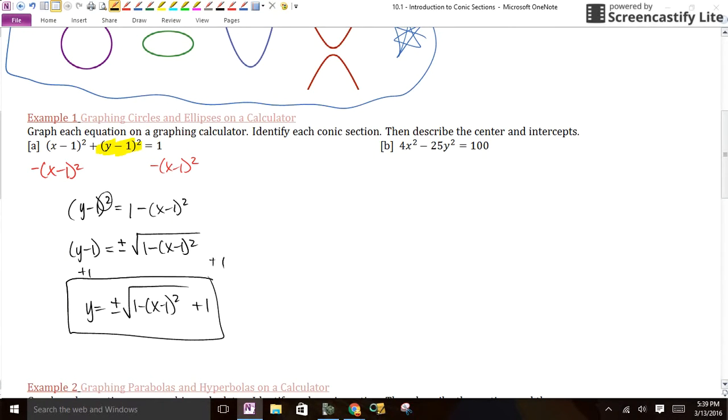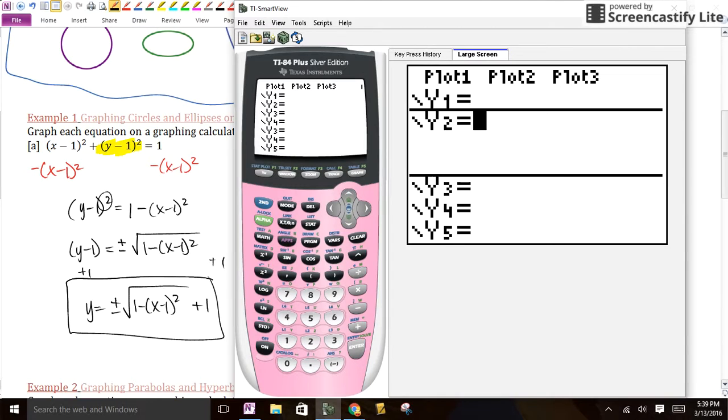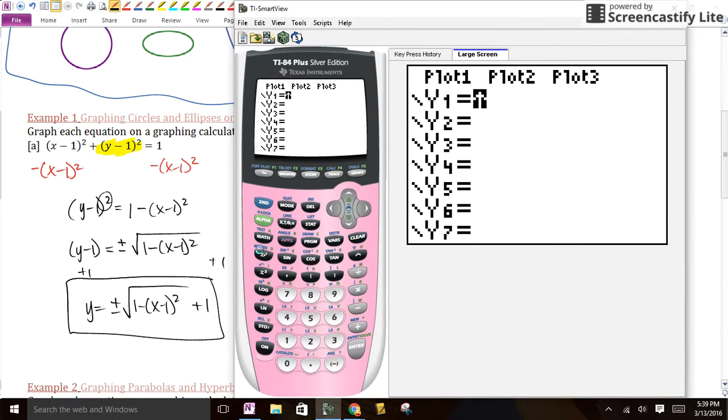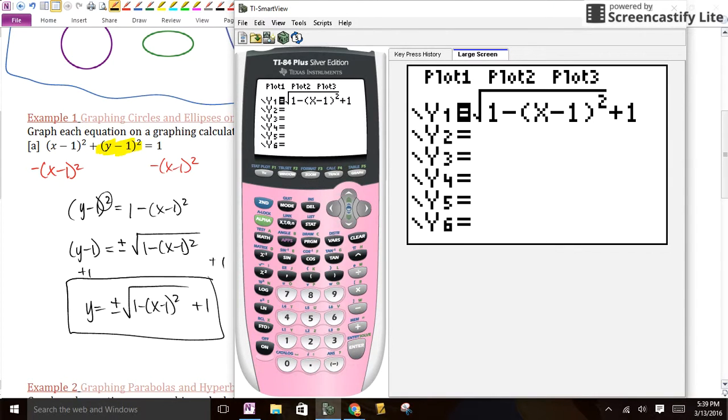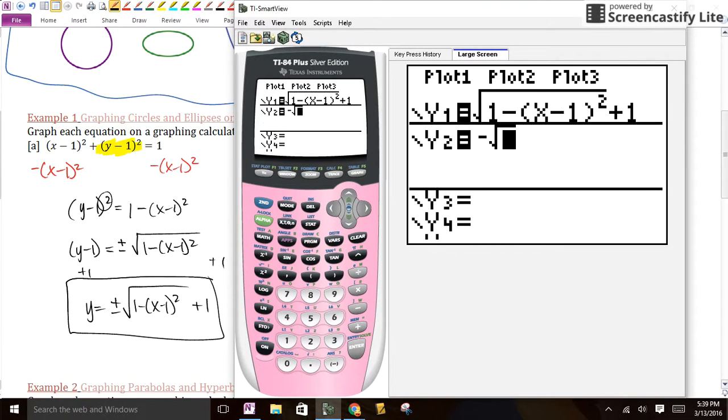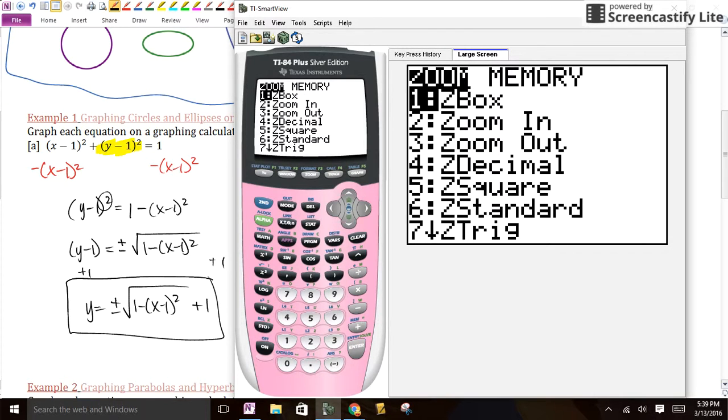Now you have a little trouble with the plus or minus. That means we're going to have to do it twice. So first, let's do it for the plus version. I'm going to go square root, and then 1 minus parenthesis x minus 1 squared. Then I'm going to go outside the square root and put plus 1. And now I really wish I had a copy feature on here, but negative square root of 1 minus parenthesis x minus 1 squared, and then outside, plus 1. A good habit to get into is, instead of just hitting graph, hit zoom and pick zoom 6. That gets you back to a nice 10 by 10 graph.